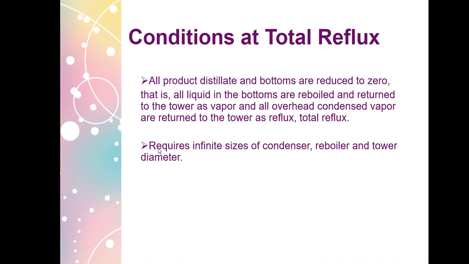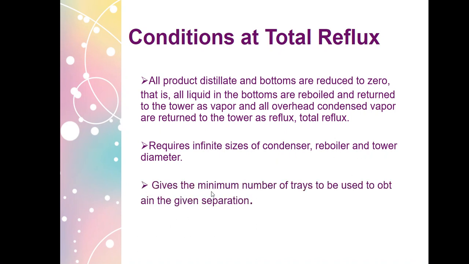What does this mean with requiring infinite sizes? Meaning, in terms of design, we cannot limit how big our condenser, our reboiler, and our tower diameter are in this case. Why? Because we have, in this case, the minimum number of stages. Our main goal is to minimize the number of stages that will accomplish the desired separation. So infinite sizes, meaning we should not limit the design of the condenser, reboiler, and of course our column itself. Now this gives the minimum number of trays to be used to obtain the given separation.